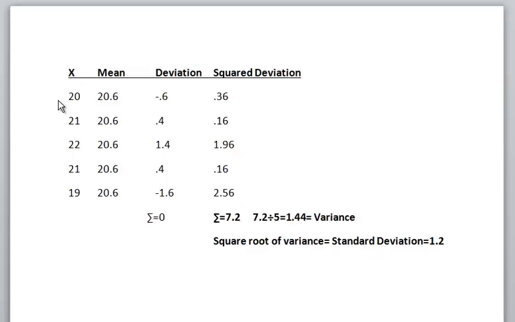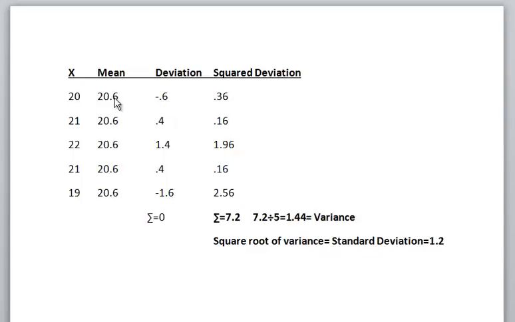So when we add up 20 plus 21 plus 22 plus 21 plus 19, and we divide that sum by the 5 scores we have here, we end up with an average age of 20.6. So what we are trying to do when we determine variance and standard deviation is to get a sense of how far on the average our scores spread out away from this mean of 20.6. So we know that this person who was 20 years old was 0.6 of a year below the mean.